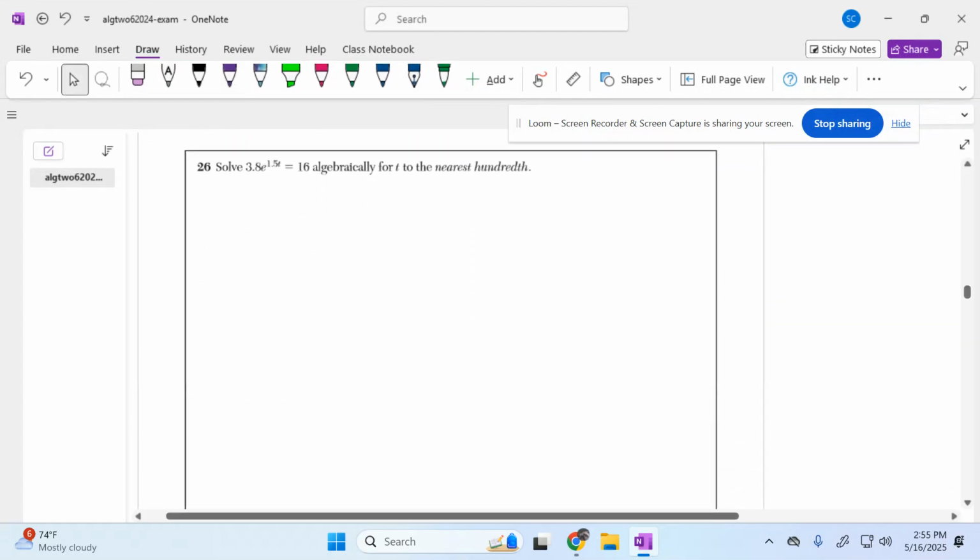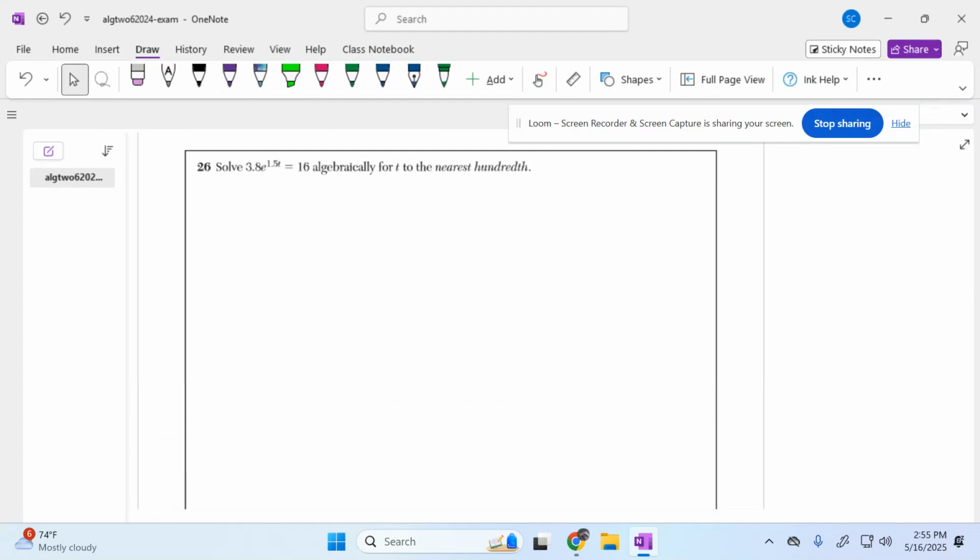Number 26 asks us to algebraically solve. You can absolutely graph this and solve it using your calculator, but it does say algebraically, so you're not getting points unless you do some kind of algebra here. If you want to get the answer on your calculator and put it on your paper so that at least you get a point for the right answer, that works. But let's do the algebra.